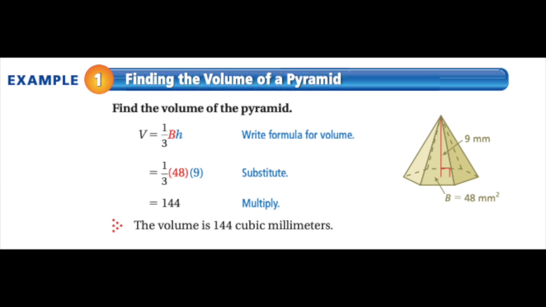With example 1, we start with the basic formula. Volume is equal to 1/3 times the base times the height. Again, that's the area of the base. And so if we look at this shape here, we are asked to find the volume of that pyramid. And so the area of the base is 48. And then you can see that it's like a right angle with the base and then the height of that triangle. And it shows that the height of the pyramid is 9 millimeters.